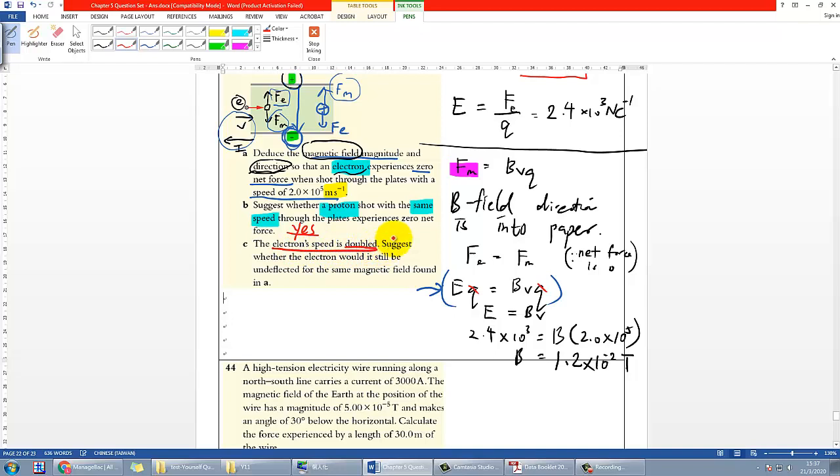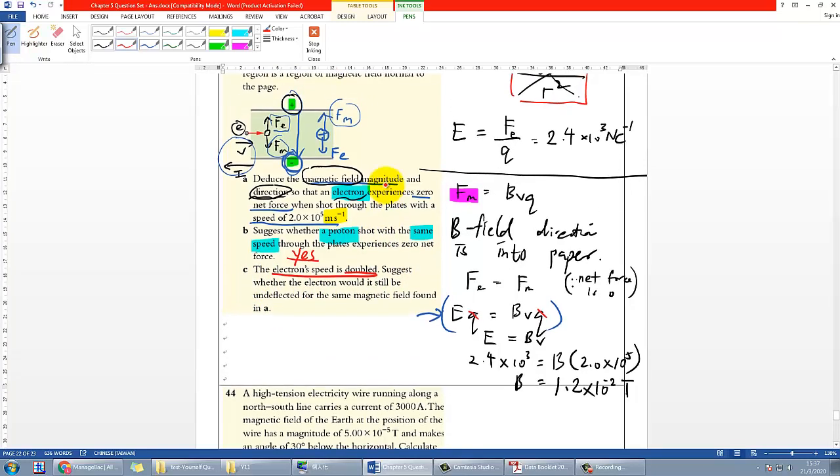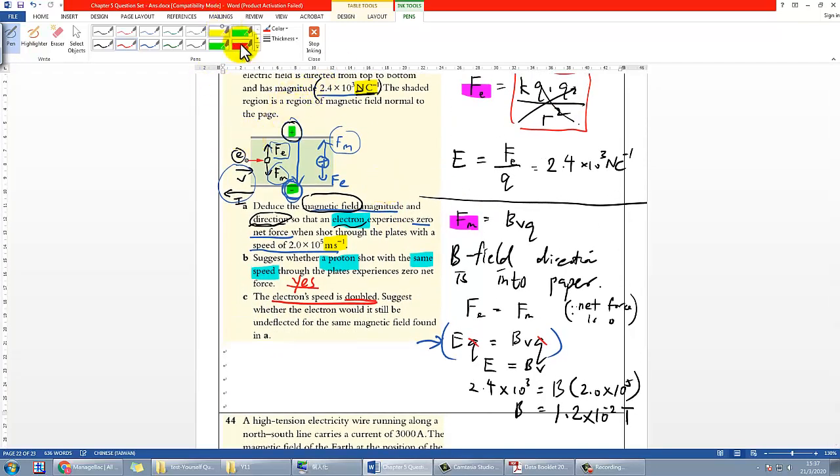Suggest whether the electron will still be undeflected for the same magnetic field found in A. So let's take a look at these. In part A, we have two forces once again. For one of the forces, Fe equals E times Q. So when you double the speed, nothing changes.